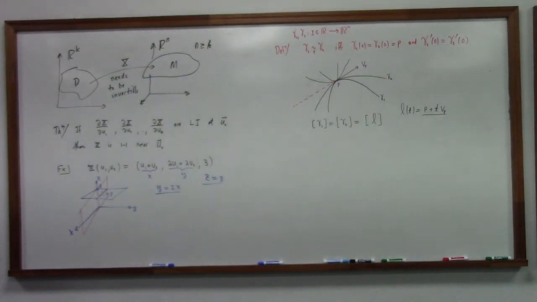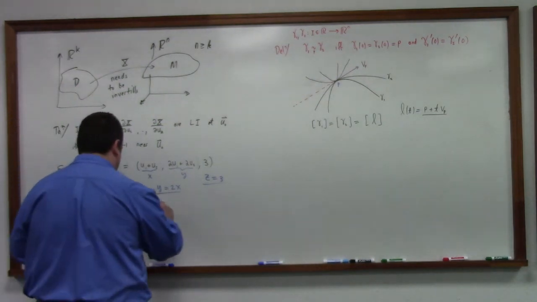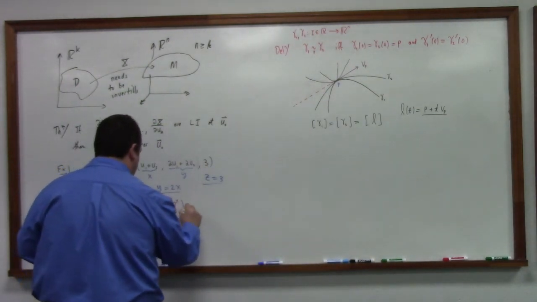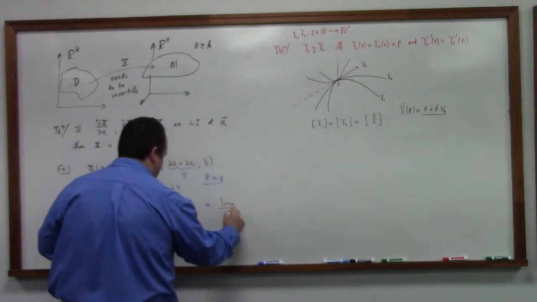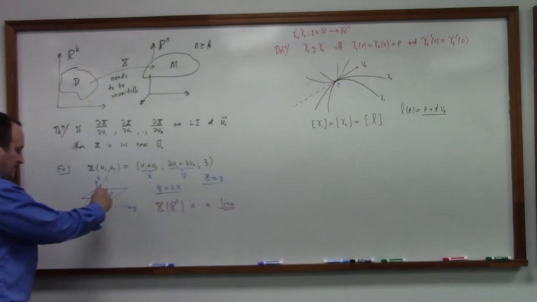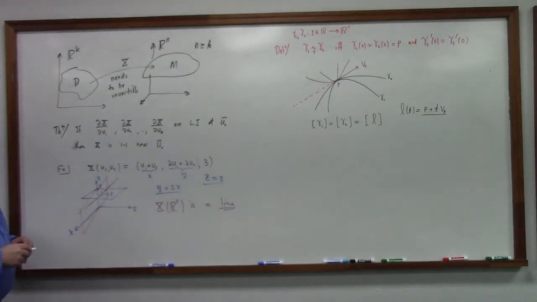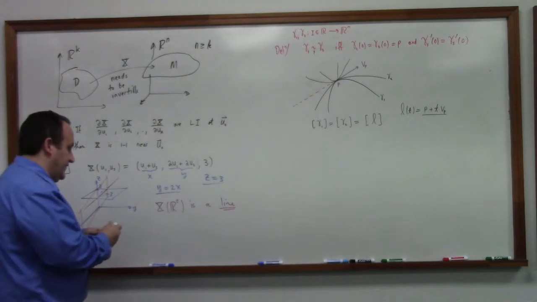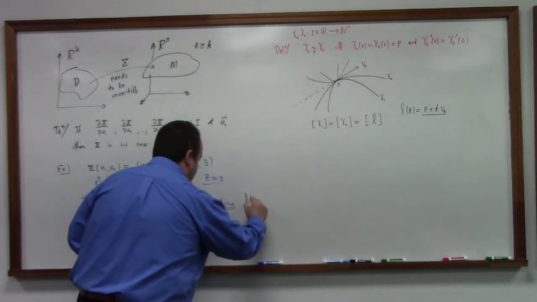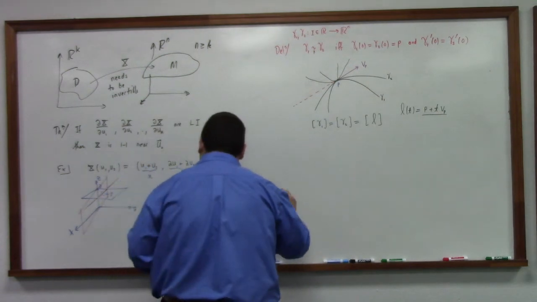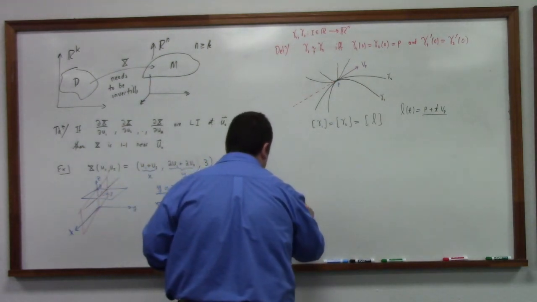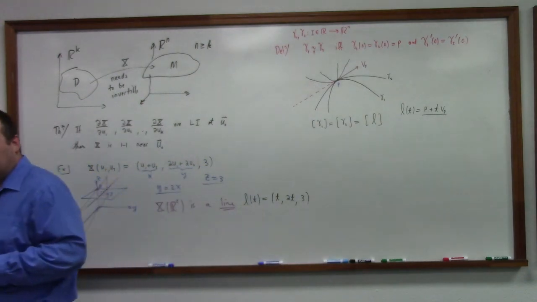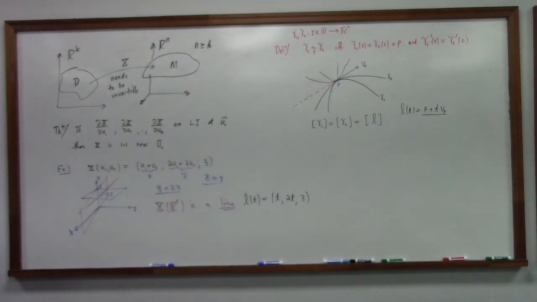So the image of x of R2 is a line. It's this line. If you want, I can give its parameterization. Here's the parameterization of the line: L of t equals t, 2t, 3. There you go. It stays in the z equals 3 plane, and it stays in the y equals 2x plane. But it's a line. So this is definitely not a reasonable parameterization.